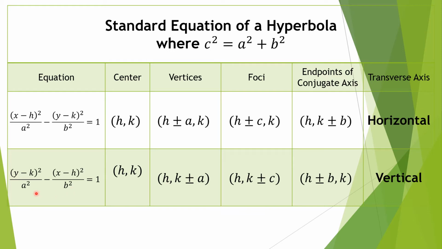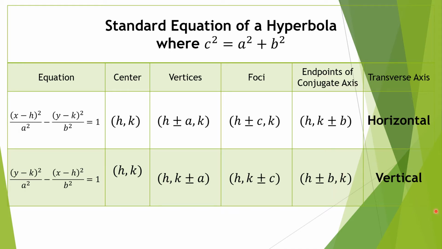And then, if the equation is in the form the quantity y minus k squared over a squared minus the quantity x minus h squared over b squared equals 1, and our center is at point (h, k), to solve for the vertices we are going to use (h, k plus or minus a), and for the foci, we are going to use (h, k plus or minus c). And for the endpoints of the conjugate axis, we are going to use the formula (h plus or minus b, k), and the position of the transverse axis is vertical.